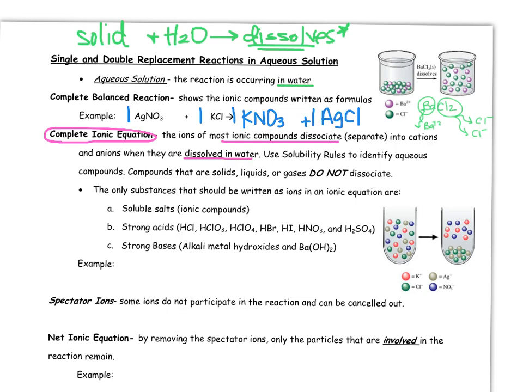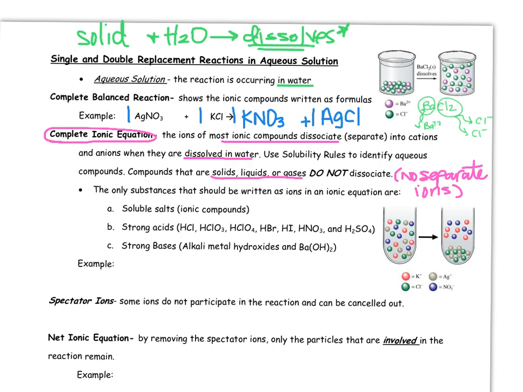If they are not aqueous or soluble, then we would keep them together, okay? We're going to use our solubility rules to identify the aqueous compounds. And anything that is a solid, a liquid, or a gas does not dissociate. So those have no separate ions, I guess is a better way to say it, because you can have an ionic compound that's insoluble, okay? But those are considered insoluble things. So we're not going to separate those.